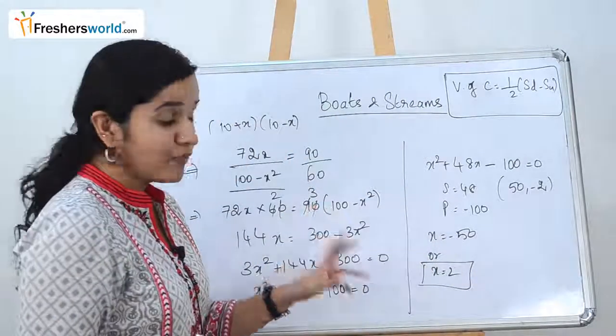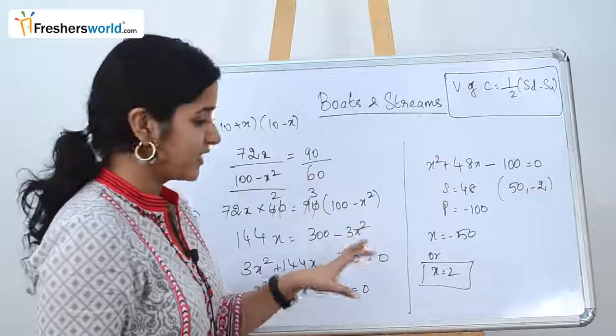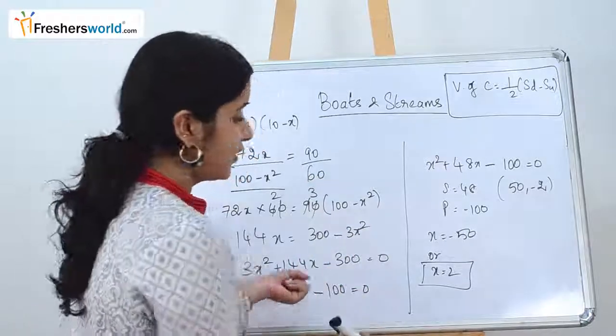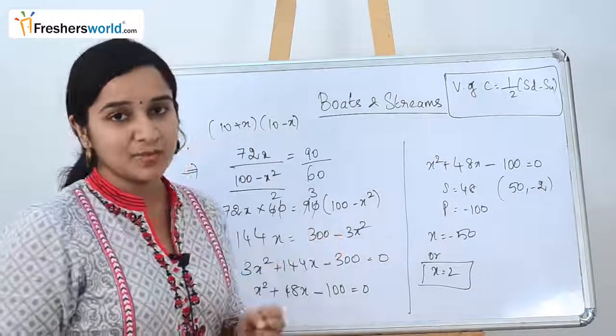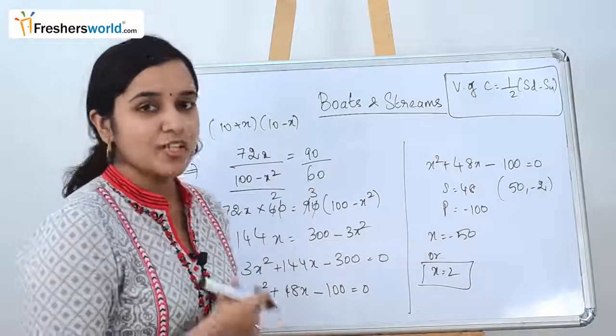So we know we got two values here. One is x is equal to minus 50 and x is equal to 2. So we do take the positive value. So what is the question? The question was, what was the speed of the stream? So the speed of the stream is nothing but 2 miles per hour. So let's go to another question.